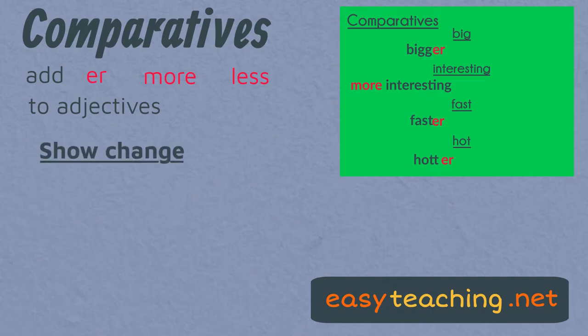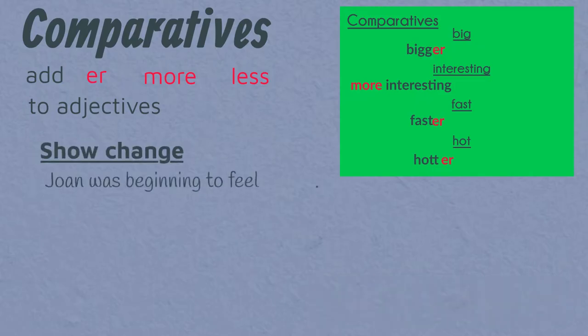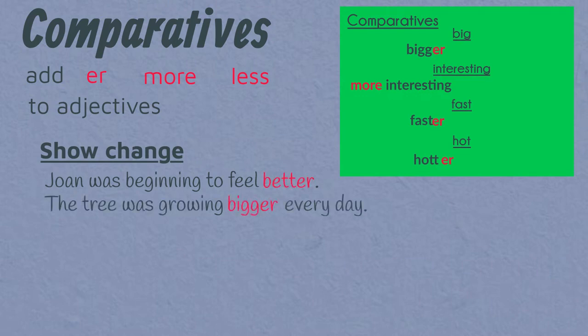Comparatives are used to show change. For example, Joan was beginning to feel better. The tree was growing bigger every day.